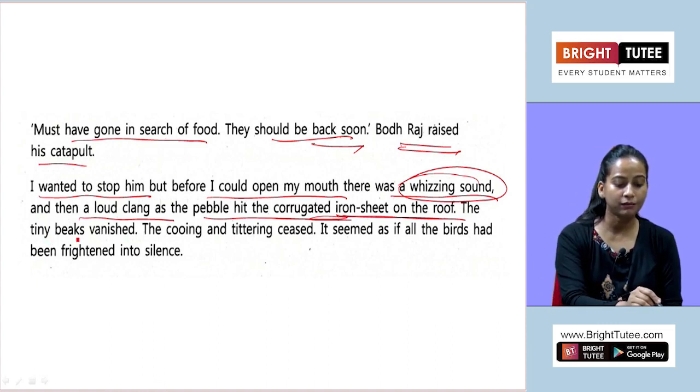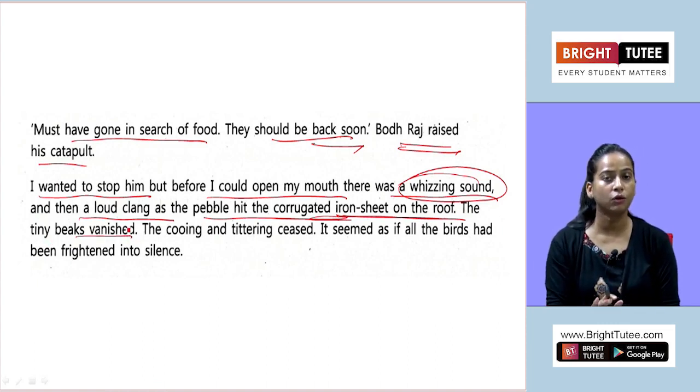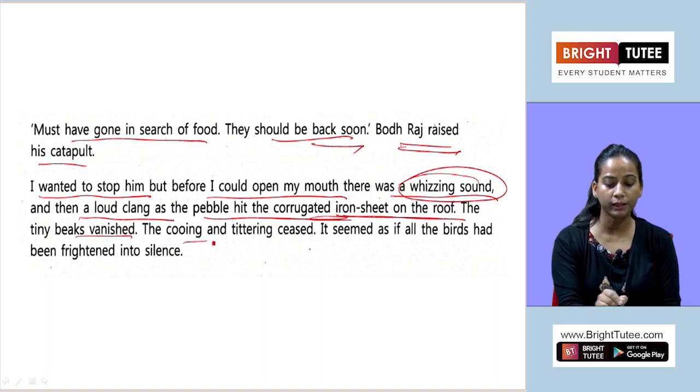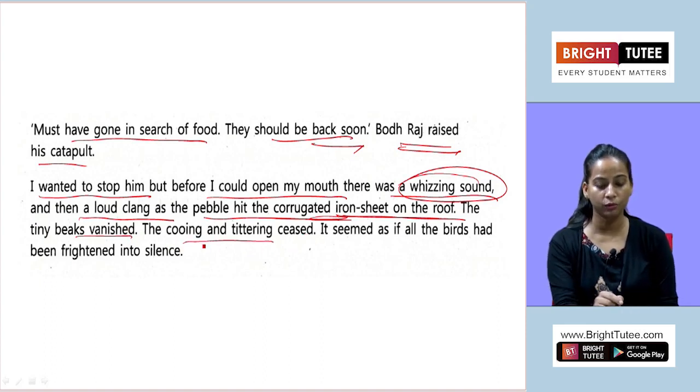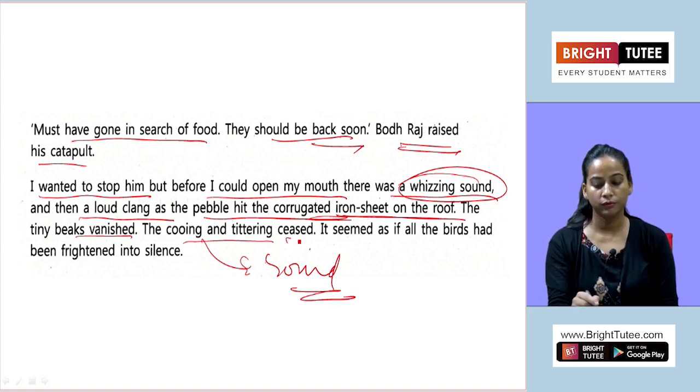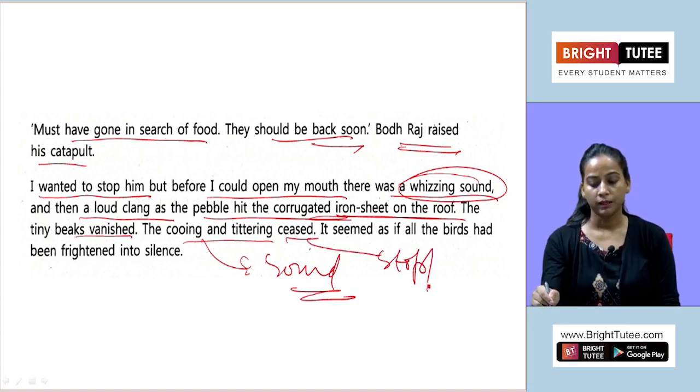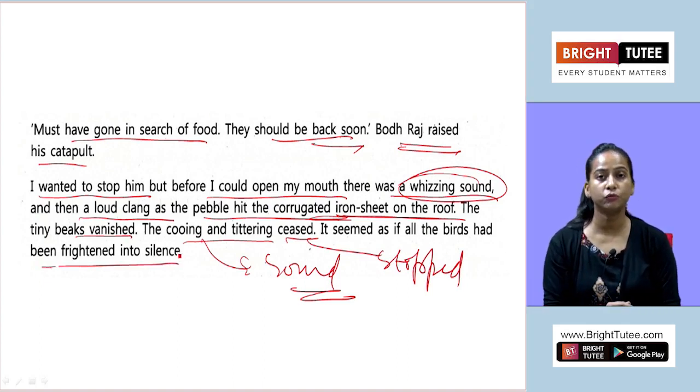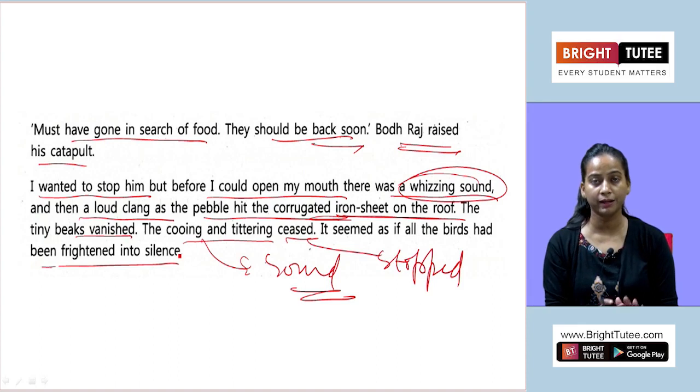The tiny beaks vanished. Now those beaks were not visible. The cooing and twittering ceased. That sound made by these birds was also stopped. It seemed as if all the birds had been frightened into silence, and it was giving the impression that all the birds were very fearful and frightened because of this activity by Bodhraj.